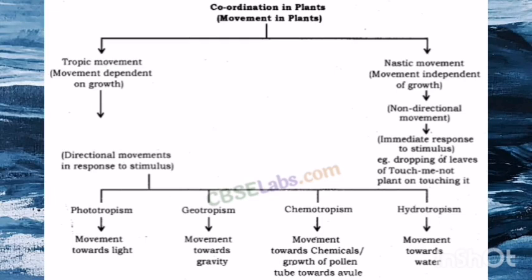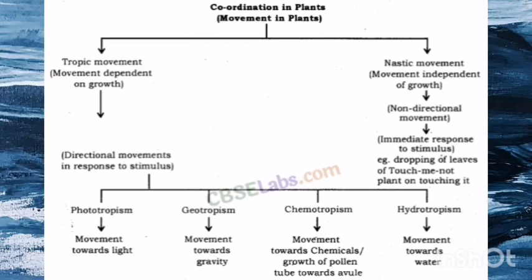These are non-directional movements. The best example is the touch-me-not plant, Mimosa pudica. When you touch it, the leaves droop. This happens because the plant changes the amount of water in its cells, leading to swelling or shrinking, which causes movement. The direction of the stimulus doesn't matter.